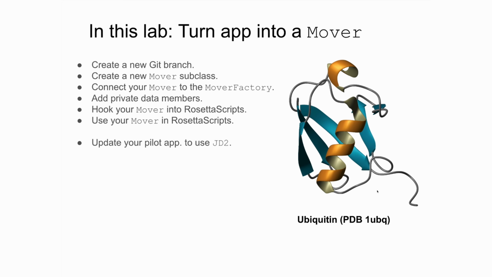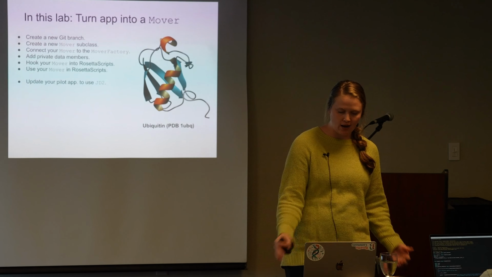and then you're going to use those functions in your protocol. So for this lab, we're going to work on creating a new mover subclass. So we've had a lot of presentations today that kind of build up to this point. You're going to connect that mover to the MoverFactory, add the private data members for your MyMover class, and then hook that into RosettaScripts and actually use your mover in a Rosetta script.